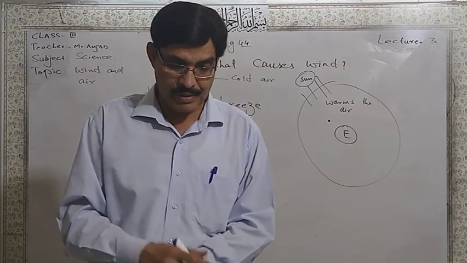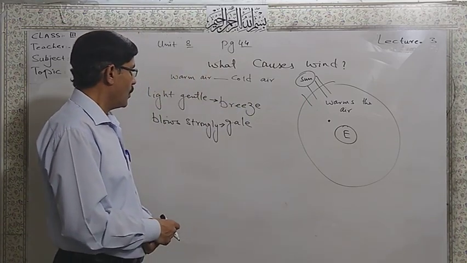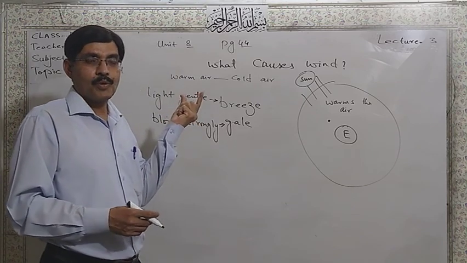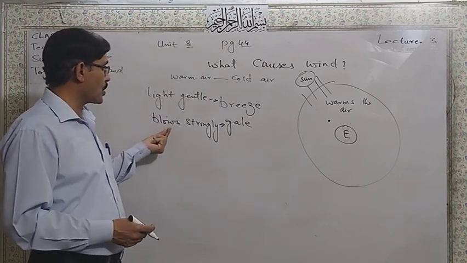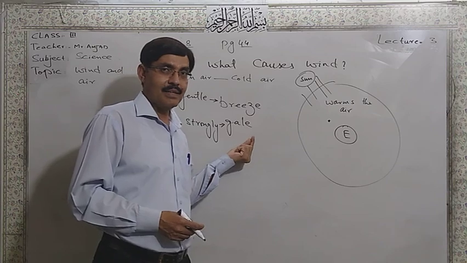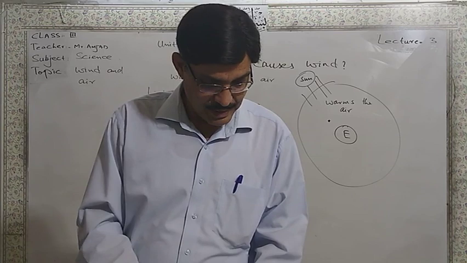We have wind. Understood? And another thing is that when the gentle and light wind blows, that is called breeze, and when it blows strongly, that is called gale. These are the two types of wind we have.